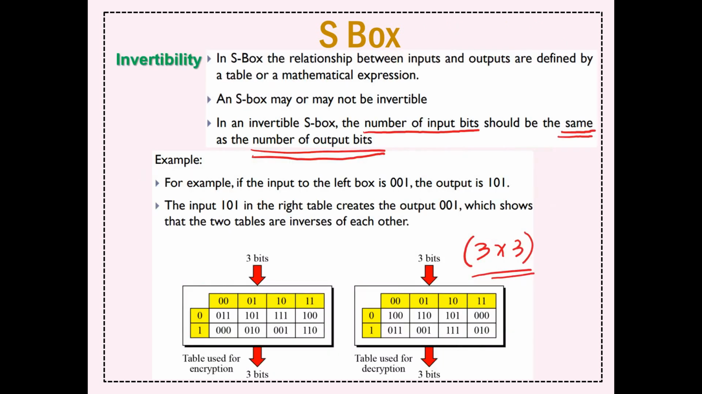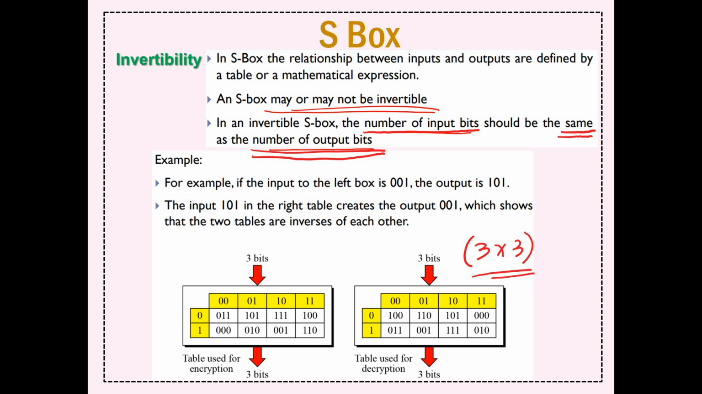Let me finish off with 2 other examples. So this is again one of the examples in which the S box relationship exists over here. So it is invertible. You can see the S box, the relationship between inputs and outputs is defined by a table or a mathematical expression, a linear relationship that we have. They may or may not be invertible. If they have to be invertible, then the number of input bits and the number of output bits should be the same. So M should be equal to N, and only then is it possible to have that invertibility.